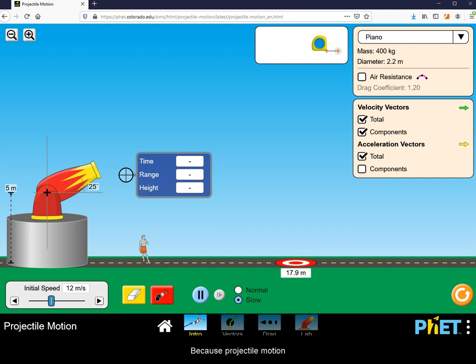Because projectile motion involves so many variables, such as time, and then position, velocity, and acceleration in two dimensions, it is important to be able to visualize it.